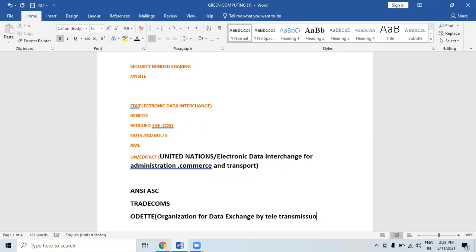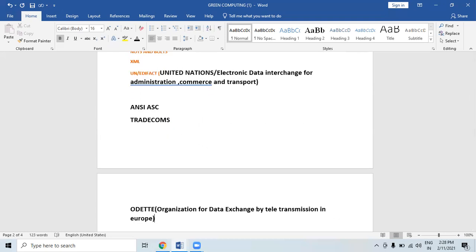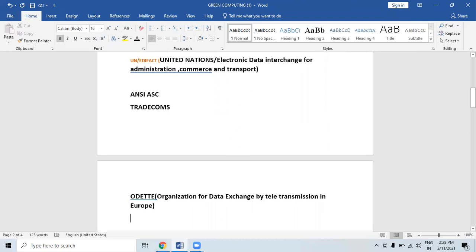Transmission in Europe. So this is the full form of EDIFACT. Okay, so in Europe, EDIFACT, that is Organization for Data Exchange by Transmission in Europe, is used within the European automotive industry. It develops tools and recommendations that improve the flow of goods, then services, product, and business information across the value chain.